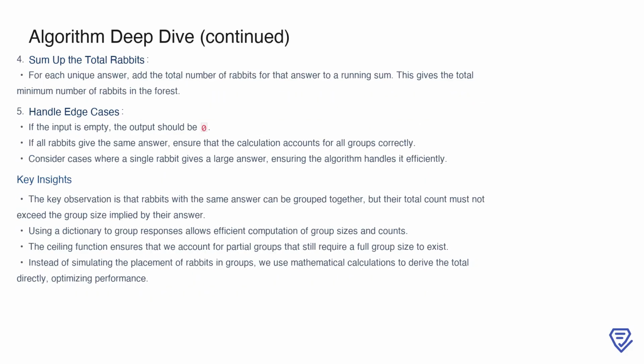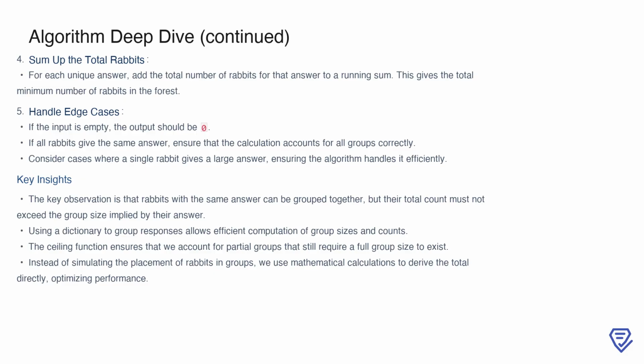After calculating the rabbits for each unique answer, the next step is to sum up these totals to get the minimum number of rabbits in the forest. By iterating over the answers in the dictionary, we maintain a running sum that aggregates the rabbits for all groups. This running total will represent our final result.